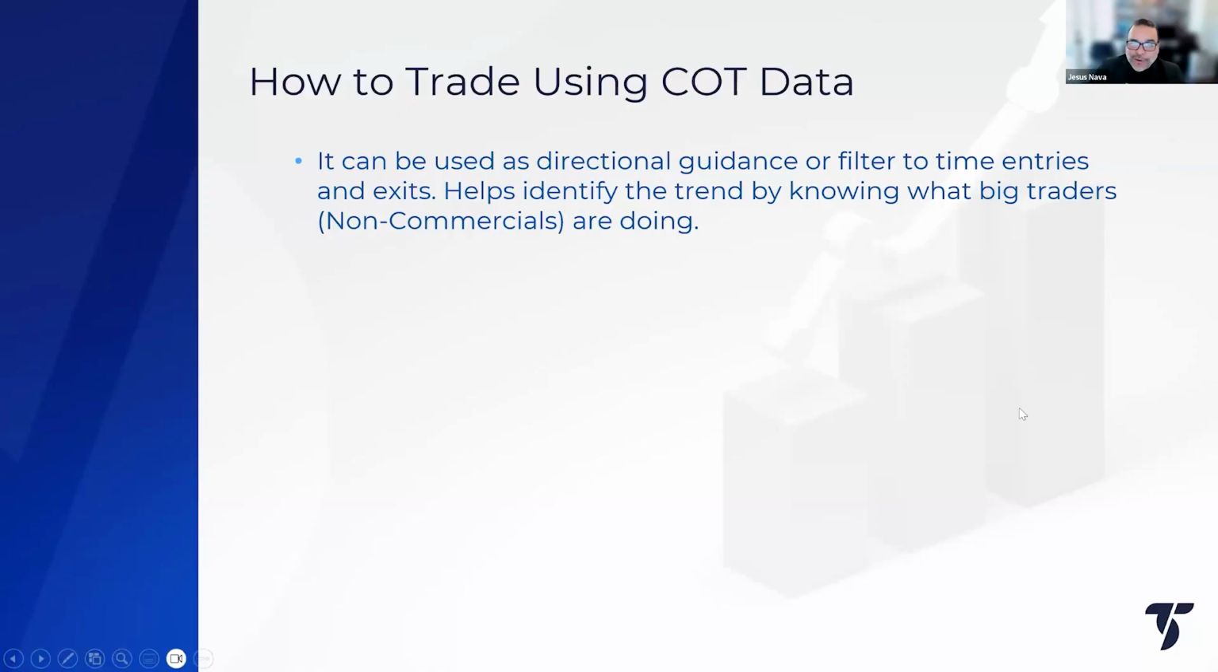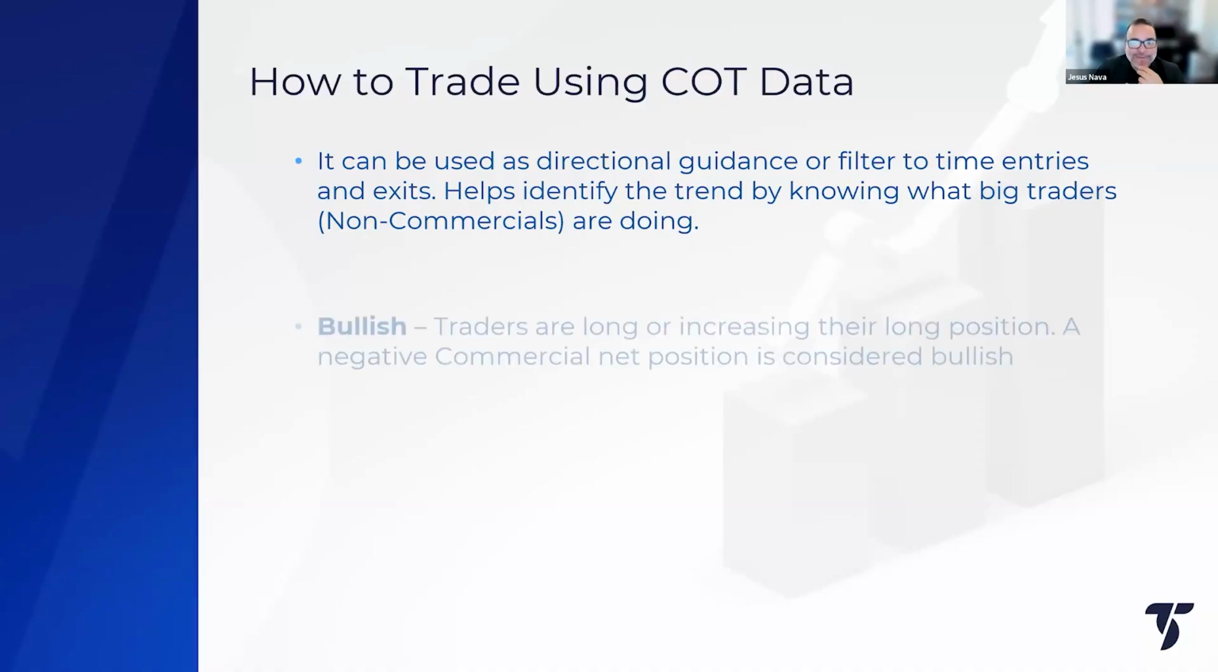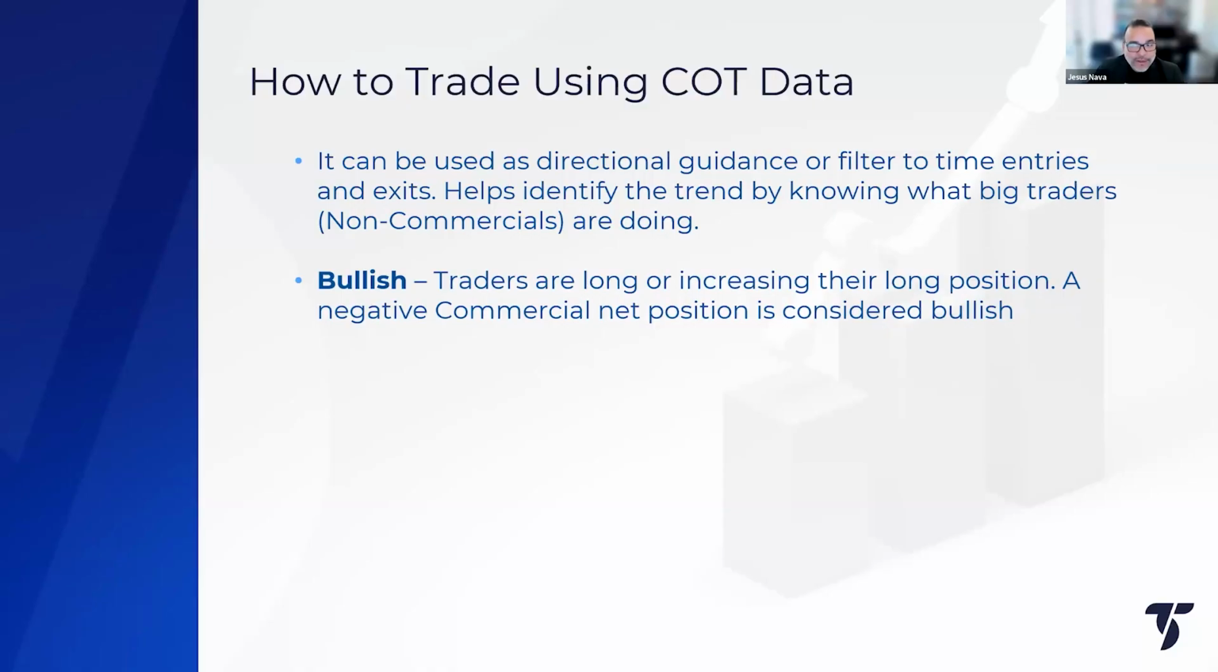Remember that the commercials are the ones that are interested in the commodity, and a lot of times their position is going to be opposite of what the market is expected to do. For example, bullish traders are long or increasing their long position. A negative commercial net position is considered bullish, and it makes sense, because a commercial, a trader that is interested in receiving delivery of the commodity, a lot of times is going to sell contracts because they think the price is going to go up. So it's a bullish signal when the commercials are bearish. When the commercials are negative, meaning they have more short contracts than long, it is because they think prices are going to go up and they're going to try to protect their positions.